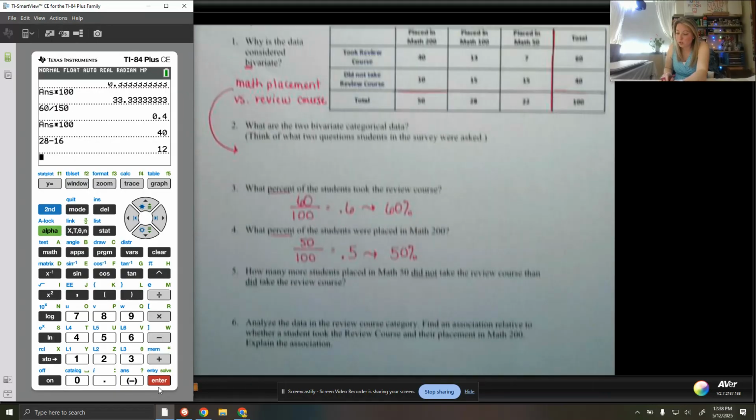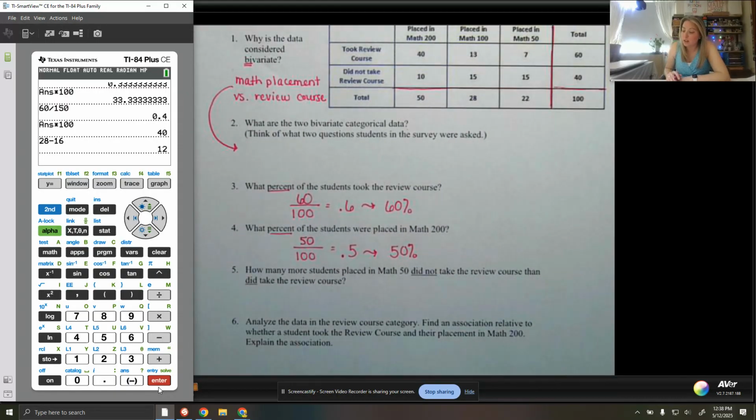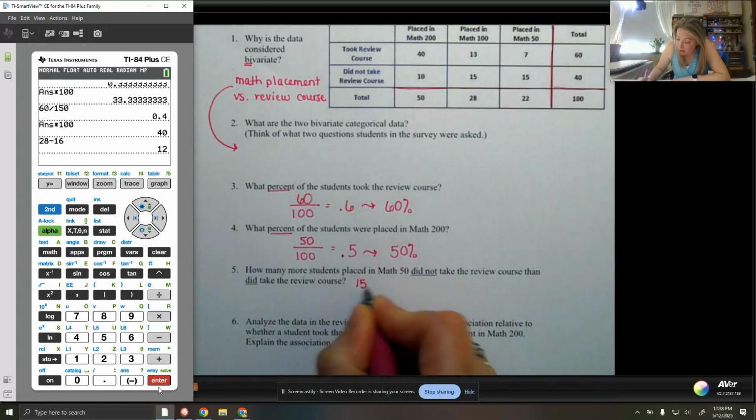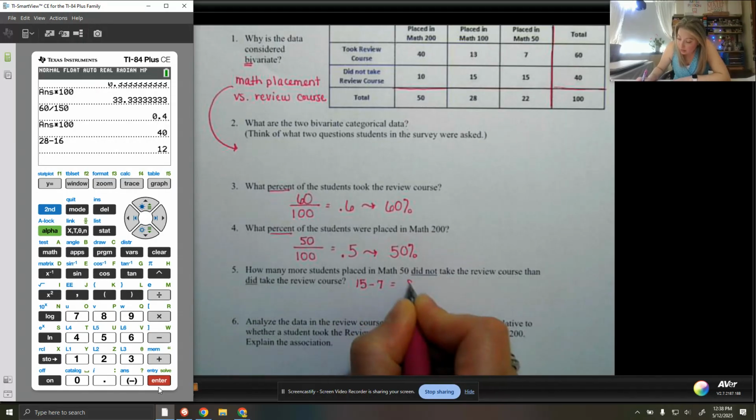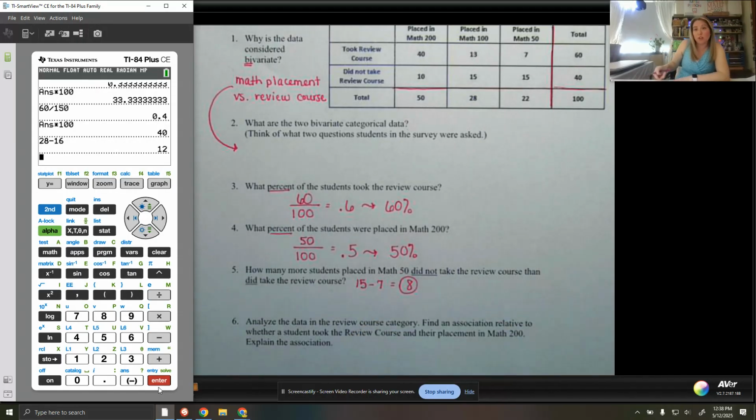Now, how many more students placed in Math 50 did not take the review course than did take the review course? So there were 7 students placed in Math 50 that took the review course, 15 that did not. So 15 minus 7 is 8. 8 more students ended up being placed in Math 50 that did not take the review course.